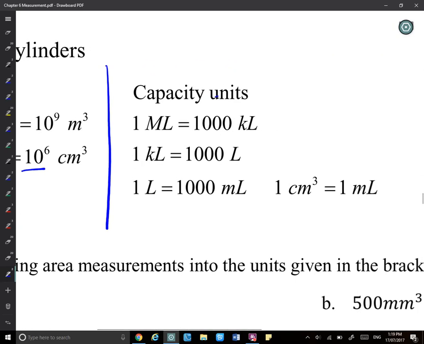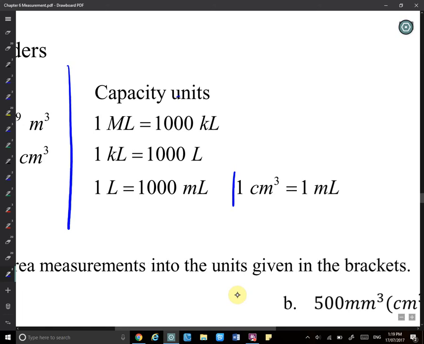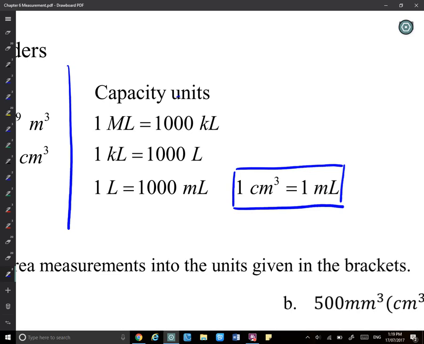Okay, so capacity units. There needs to be a link between the metric and capacity units. So the link will be this one. When you say 1 centimeter cubed, that will be the same as 1 milliliter. So if you want to convert between those 2 things, you will use that to help you link it.